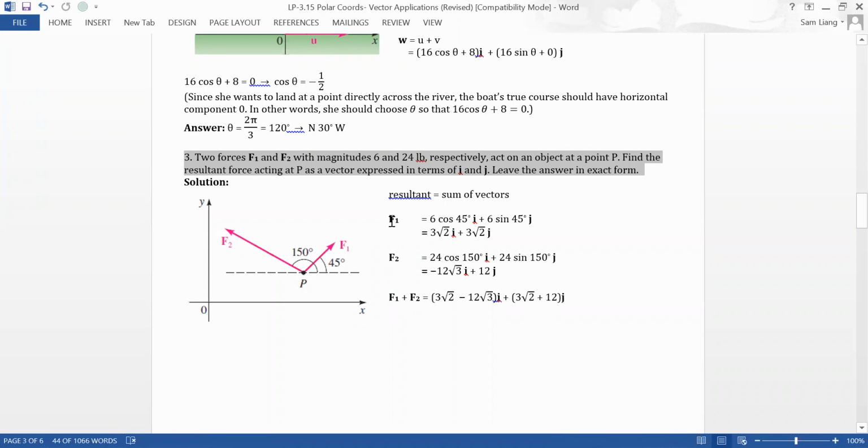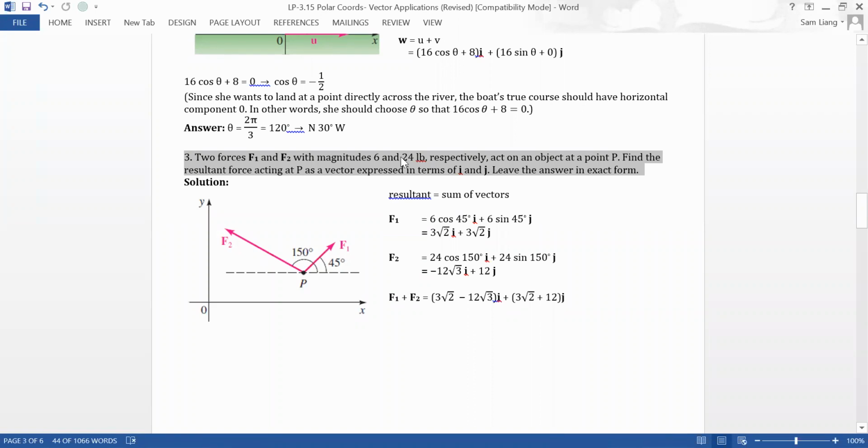Okay. First thing we're going to do is dissect F1 into the horizontal and vertical components. F1 has a magnitude of 6, right? And the angle, as you see from this diagram, is 45 degrees. So 6 cosine 45 degrees i plus 6 sine 45 degrees j. Cosine 45 is root 2 over 2. Same thing for sine 45. So it's going to be 3 root 2 i plus 3 root 2 j.